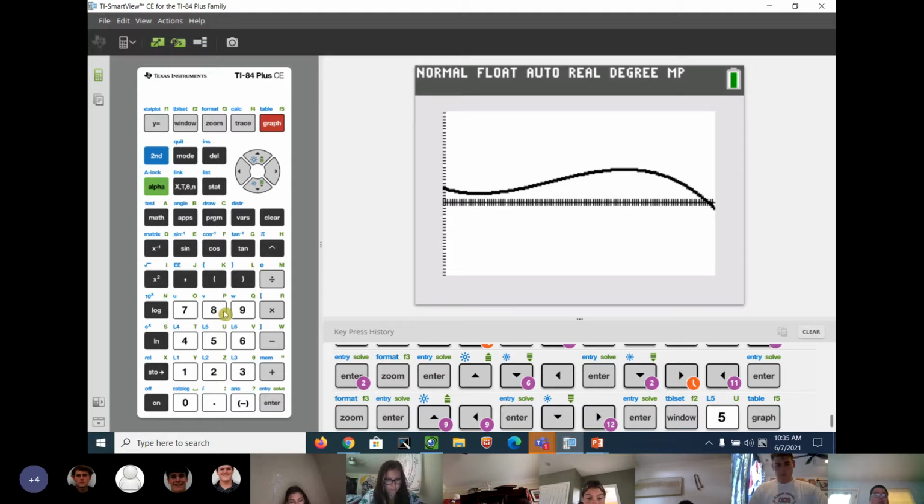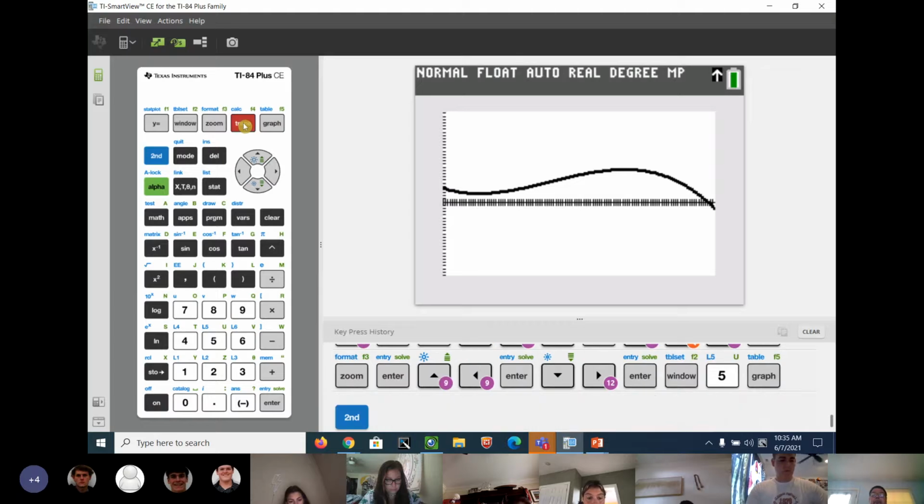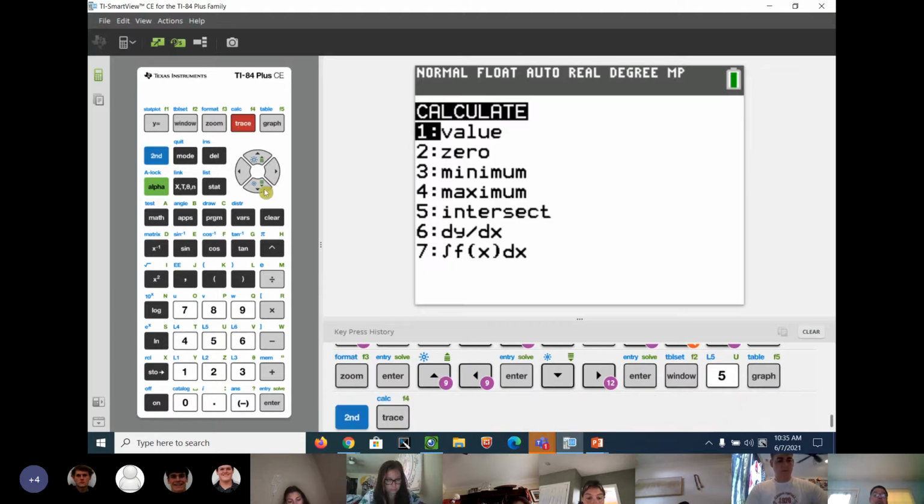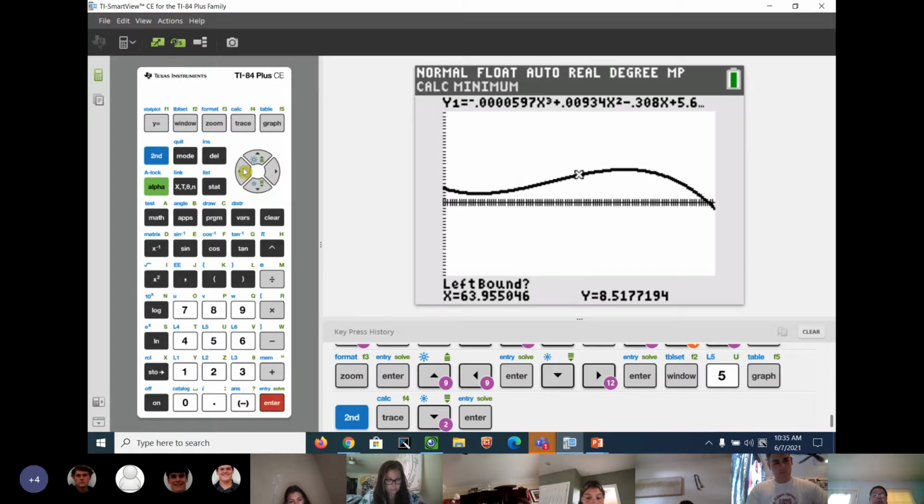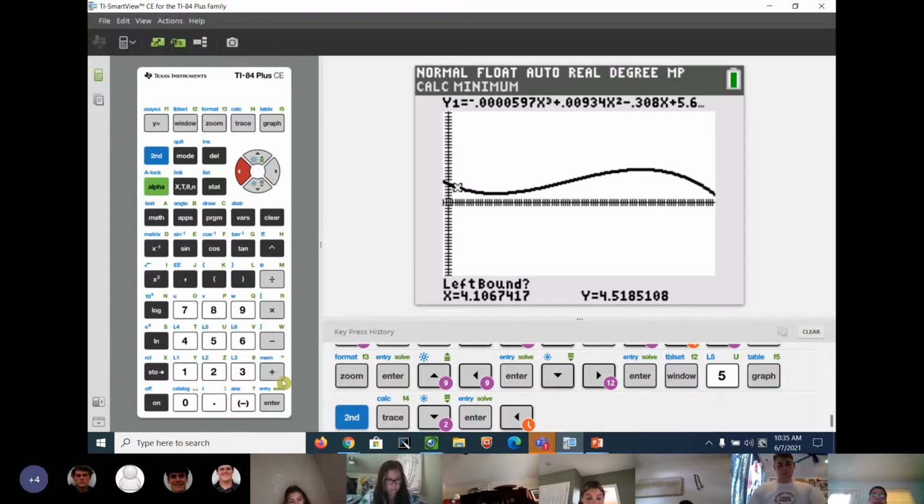So, second, trace. I'm going to get the min because we read from left to right, and that's over there on the left. Left, right. Don't hit. That's frustrating.